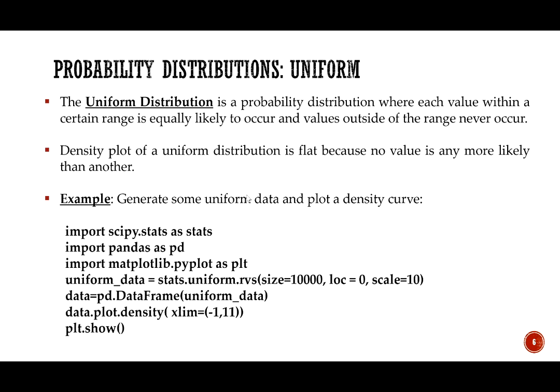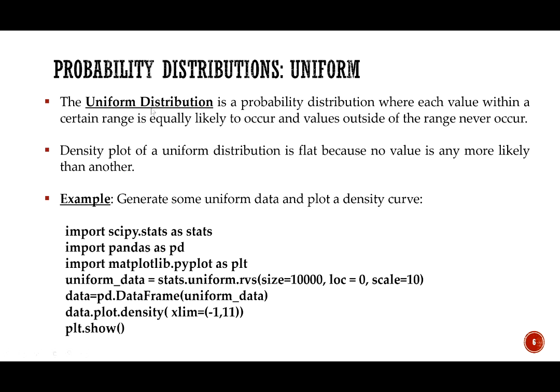The density plot of a uniform distribution is flat, so it's like a box, because no value is any more likely than another. So they are all equally likely. Here you can see an example. We generate some uniform data and then we plot a density curve to see if we see that flat curve.